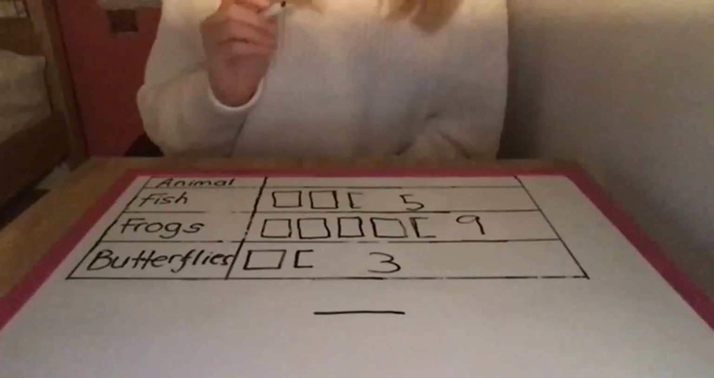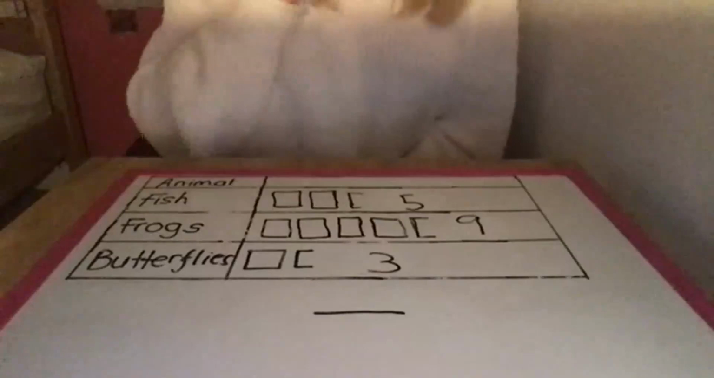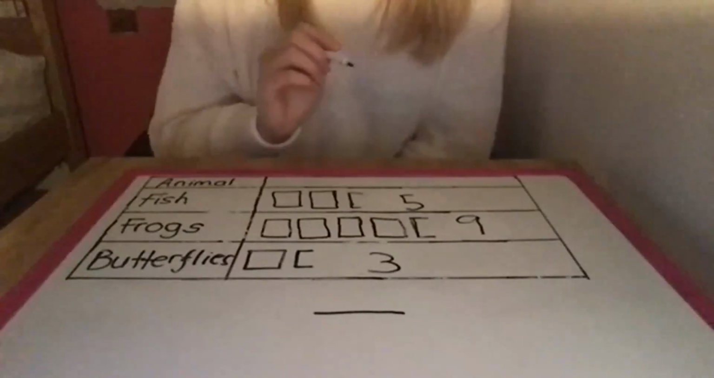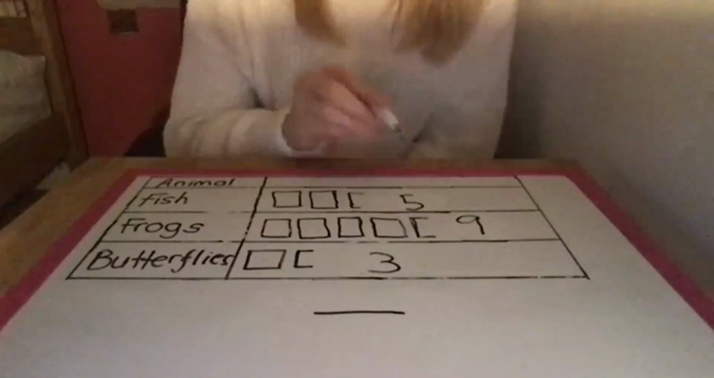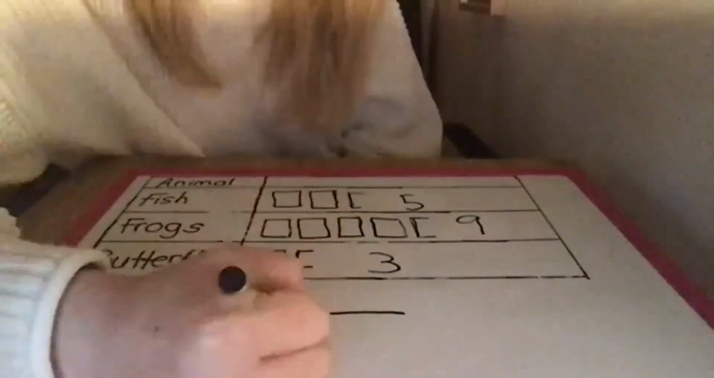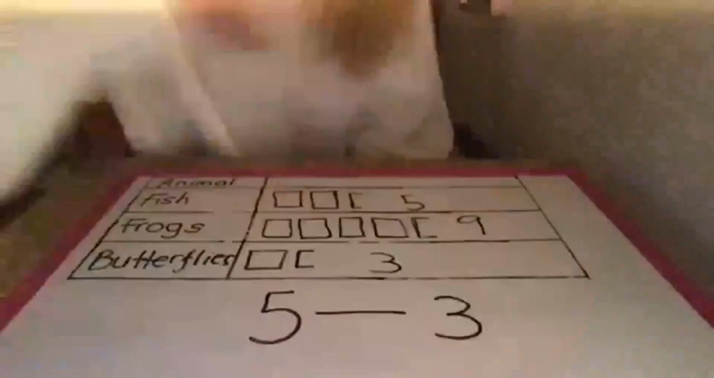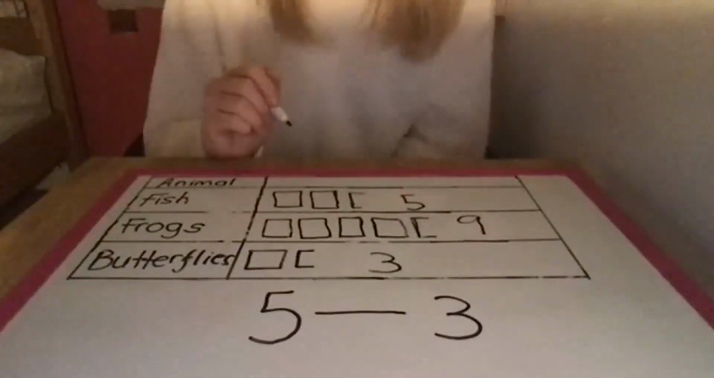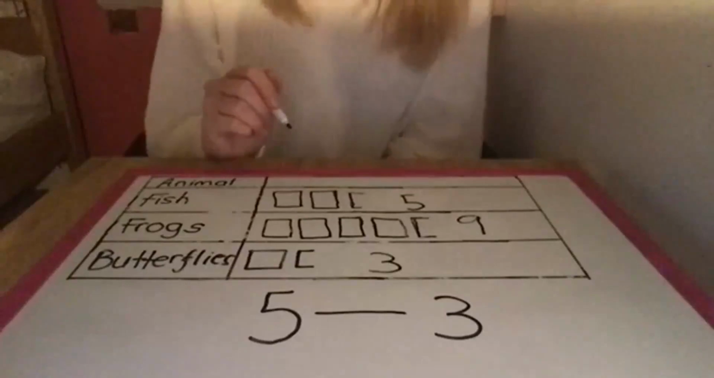Now, I asked, how many more fish than butterflies? Now, when we do a subtraction, we start with the largest number, don't we? Now, is that largest number 5 or 3? Yes, it's 5, isn't it? So we're going to do 5 subtract 3. What's 5 subtract 3? Yes, it's 2, isn't it? 5, 4, 3, 2.